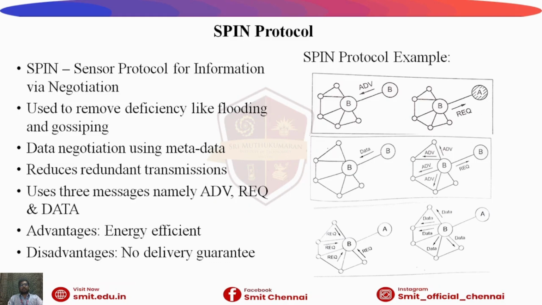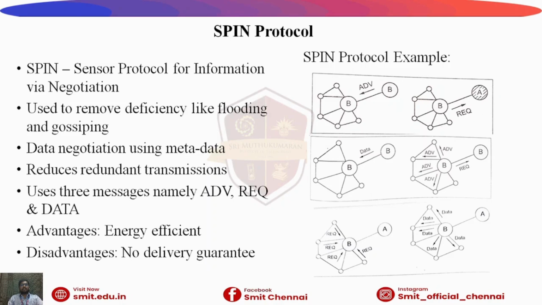First among the protocols is the SPIN protocol, which is a short form of Sensor Protocol for Information via Negotiation, which addresses problems of flooding. The key idea is that the data is described using metadata. Nodes negotiate before transmitting actual data. Three messages are commonly used: ADV, REQ, and data. The ADV represents advertised data, REQ represents request, and data is the data to be transmitted.